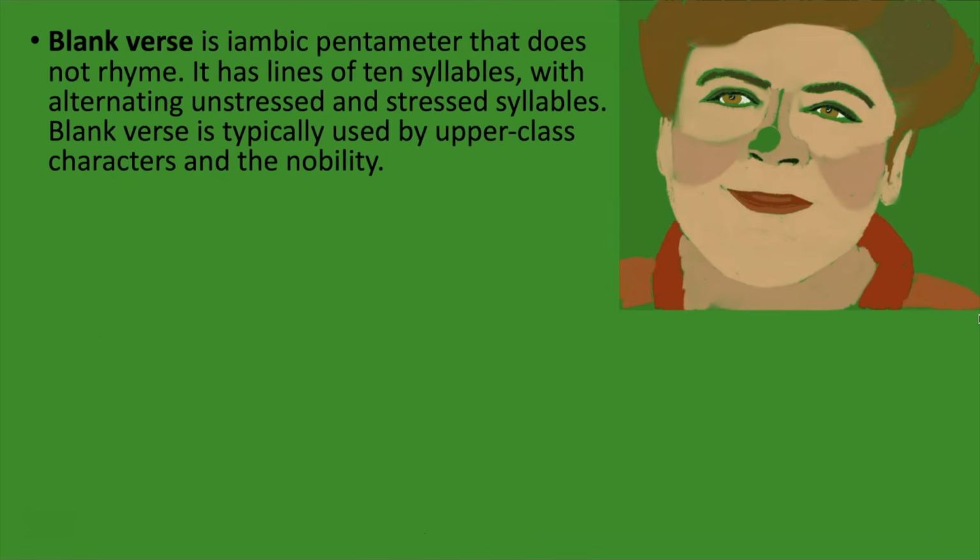Shakespeare essentially uses 3 different types of speech for characters: blank verse, prose, and rhymed verse. Blank verse is iambic pentameter that does not rhyme. It has lines of 10 syllables with alternating unstressed and stressed syllables. In your copy of the play, blank verse looks like poetry written out on the page, and blank verse is typically used by upper-class characters and the nobility.